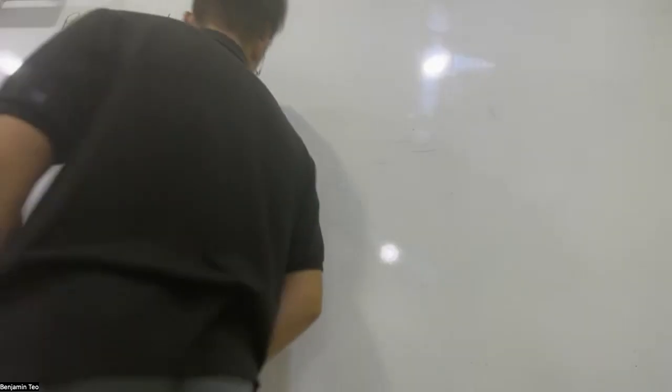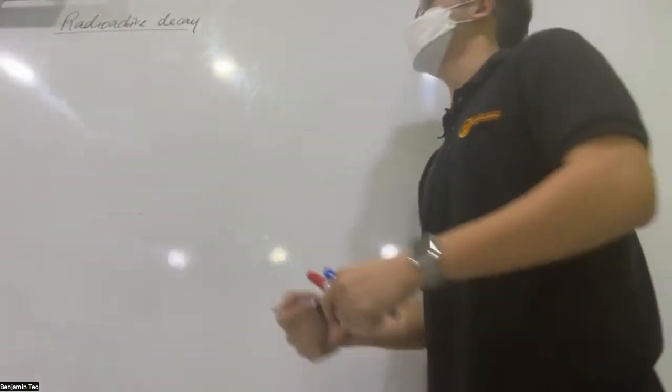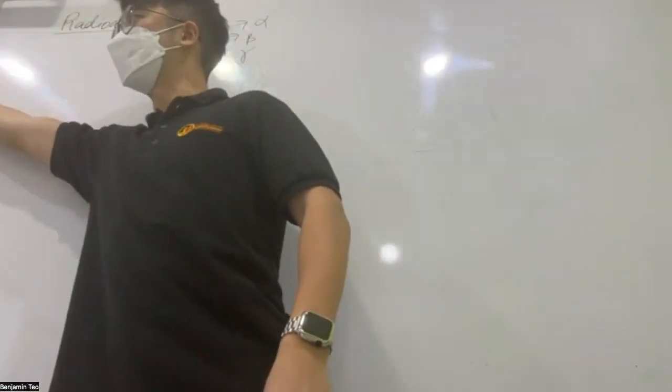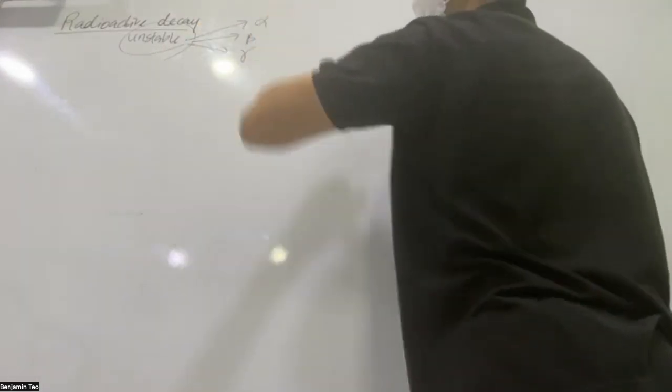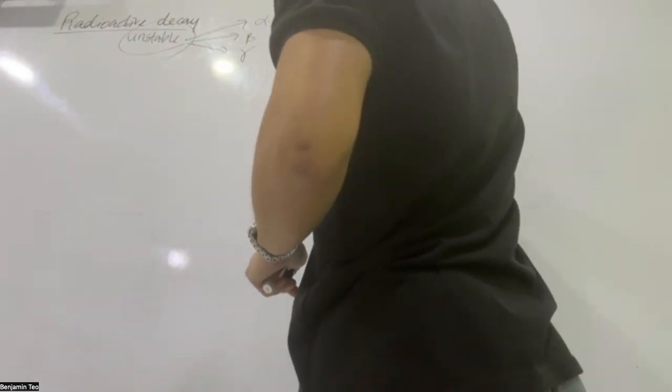Okay, continue, from here, radioactive decay. So just now we said that if you have an unstable element, it will decay and give out alpha, beta or gamma, and you know the property of each over here already. So we're going to look at each one of the decays. Let's start with alpha decay.